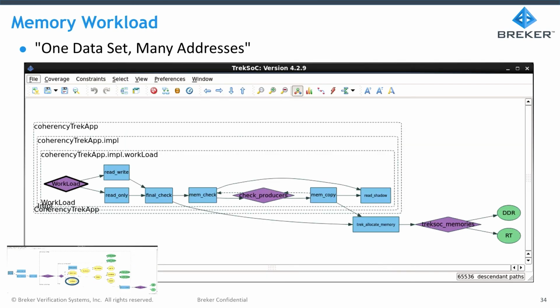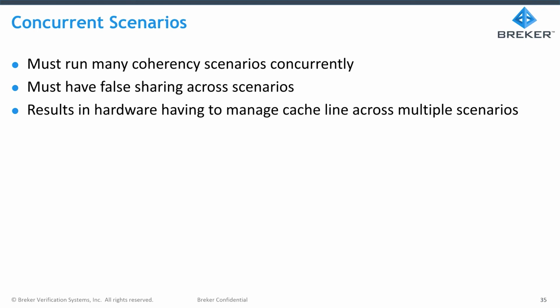Memory workload is yet another scenario. I think of it as one data set that is moved around the design to many addresses. It is conceptually simple and allows us to put a tremendous amount of load on each CPU as it is asked to either move data or compute checksums of that data. And it's a good way to put heavy stress on the design that is interleaved with the rest of the coherency scenarios. And then, of course, all of these different scenarios are being run concurrently, leading to lots of heavy verification scenarios.